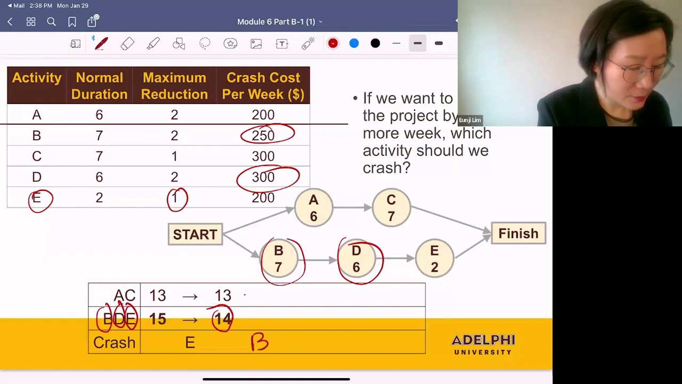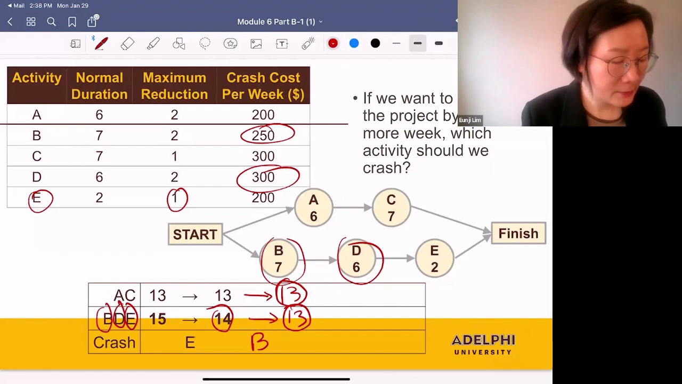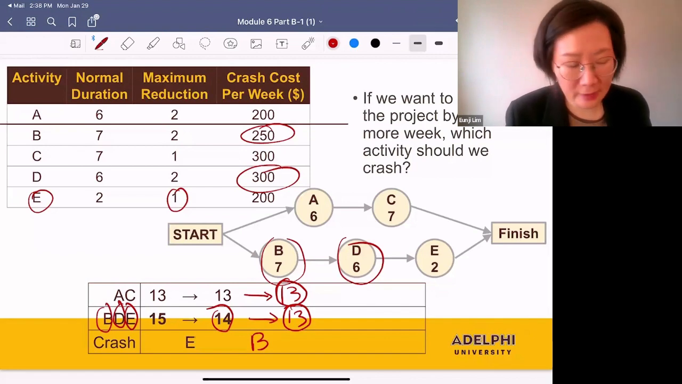So if you crash B, the first one stays at 13 and the second one becomes 13. So we have a tie. Both of these are critical paths, and the completion time of the entire project is 13.